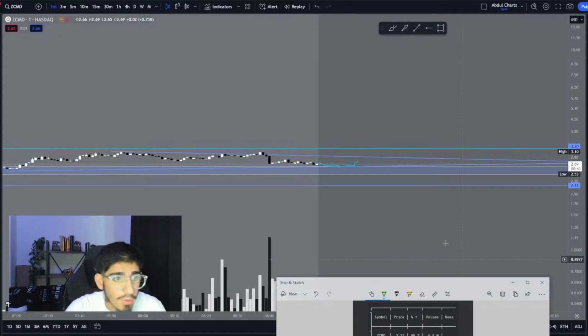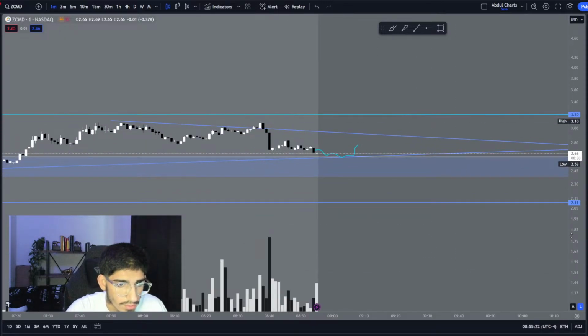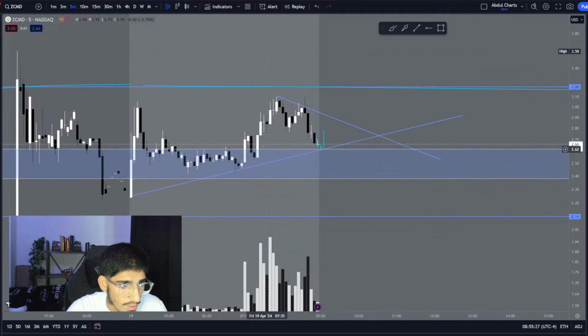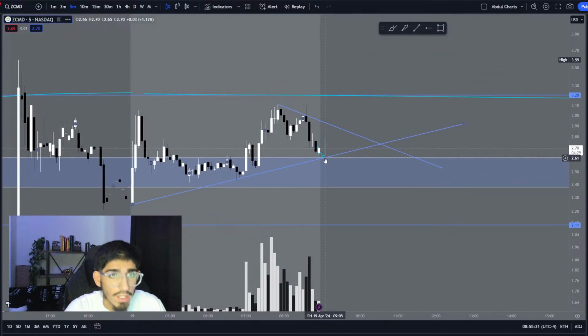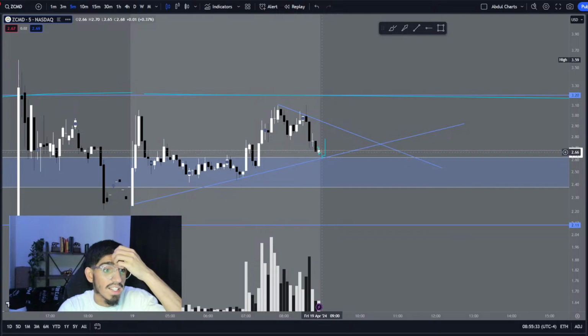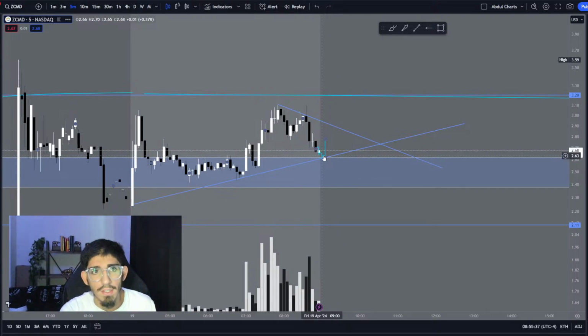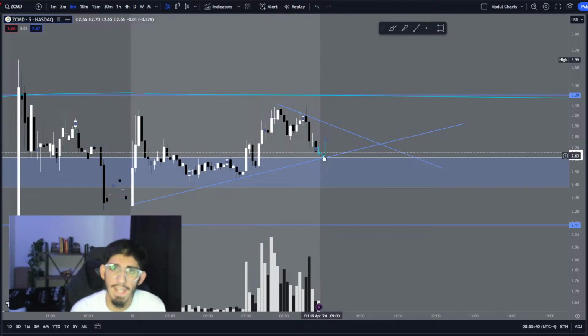Entry? Entry would be off of this demand zone. That's what I'm looking for. When it comes down to this demand zone, I'm looking for this uptrend line to hold, probably towards this area. Now, just because I say this is the plan, I'm not saying as soon as it comes down to this level, you just buy, because that's what amateurs do. You look at price action, you see how this demand zone is reacting.